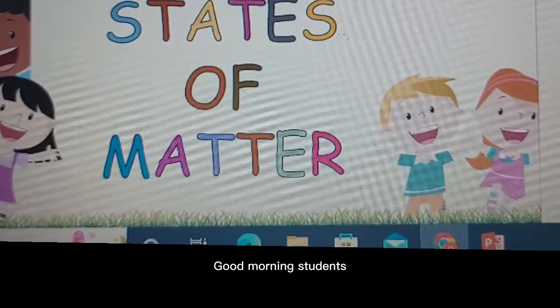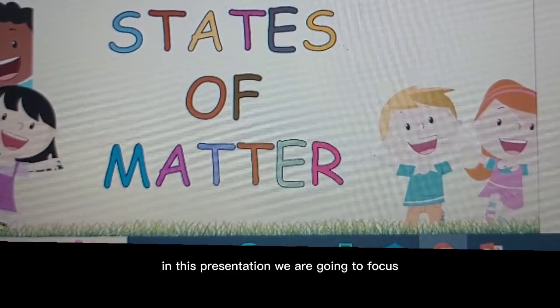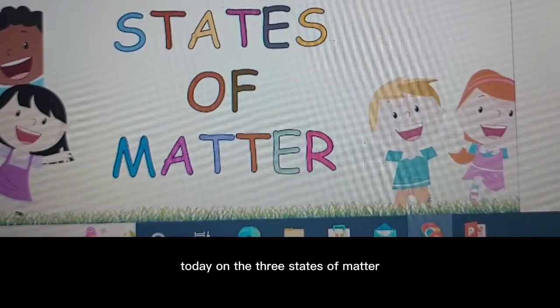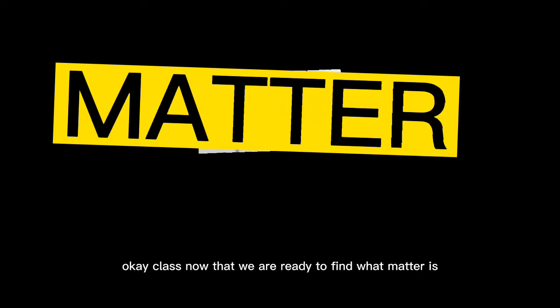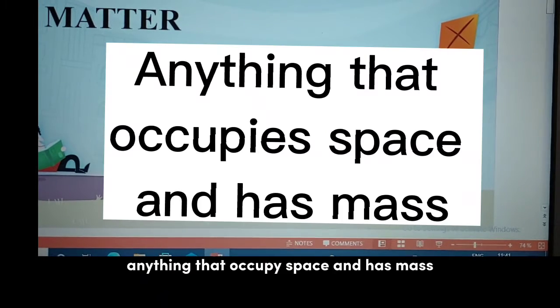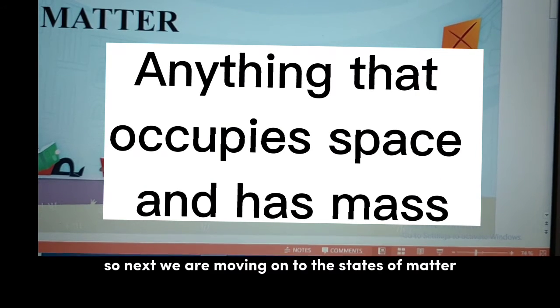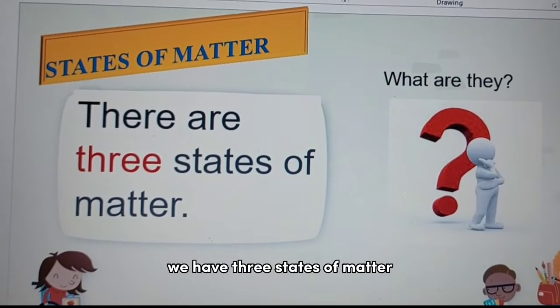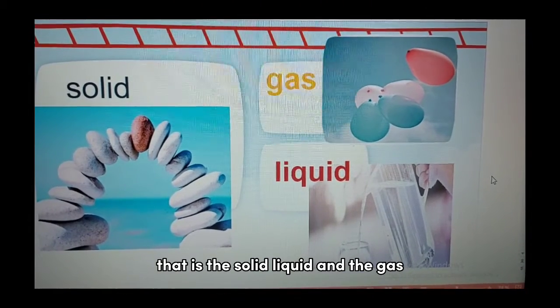Good morning, students. In this presentation, we are going to focus today on the three states of matter, and we are going to explain them one by one. Okay, class, now that we've already defined what matter is, we've said matter is anything that occupies space and has mass. So next we are moving on to the states of matter. We have three states of matter, that is the solid, liquid, and the gas.